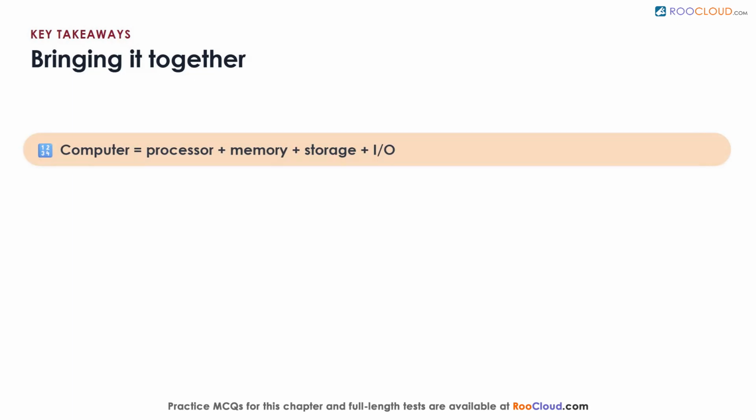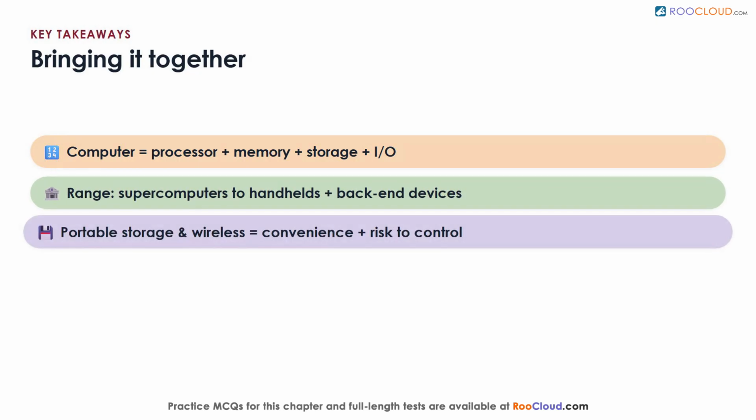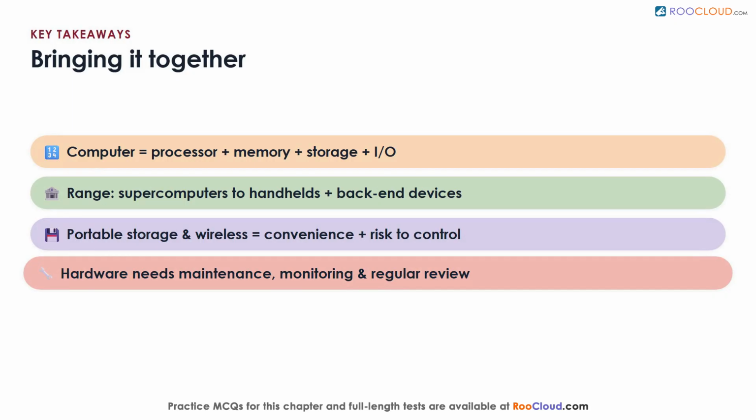So let's bring it together. A computer is a processor surrounded by memory, storage, and input-output. Machines range from supercomputers to handhelds, served by back-end devices. Portable storage and wireless add convenience, but also real risk to control. And hardware needs scheduled maintenance, monitoring reports, and regular review. Master these three parts, and you understand the full stack technology operations rest on.